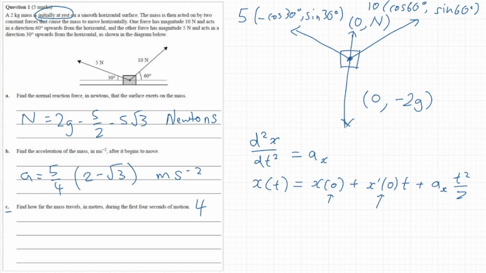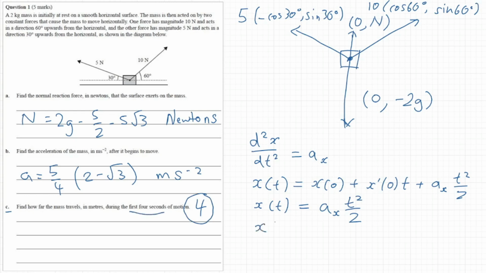The initial velocity is given as 0. Remember, it's initially at rest. So we can assume x dash of 0 is 0. And therefore, our solution is going to simplify. So x at any time t, so the position at any time t, should be this constant acceleration times t squared over 2. Now, the other bit of information we've got is this number 4. So we're interested in the time t equals 4 because it's the first 4 seconds of motion that we're interested in.